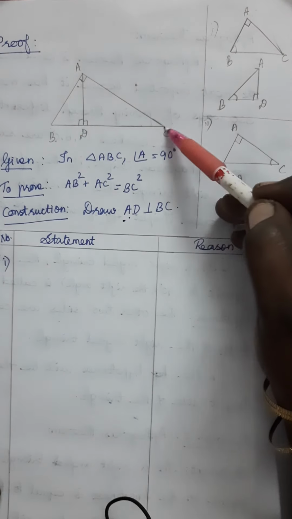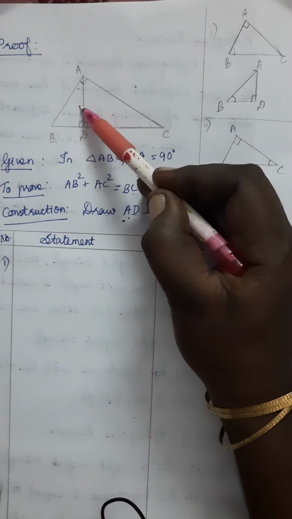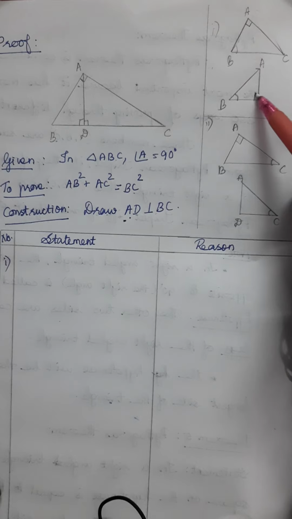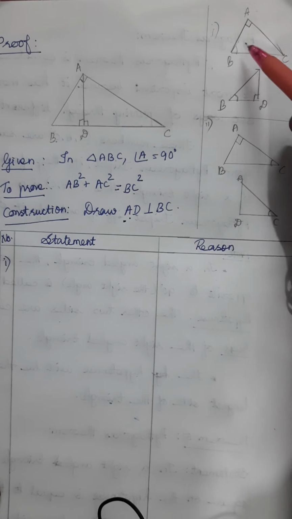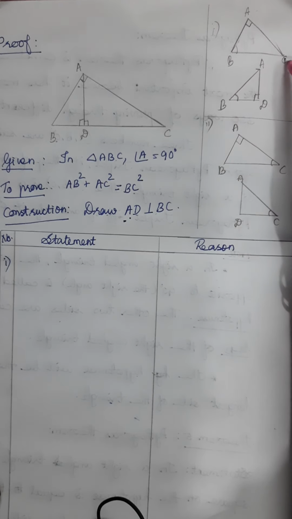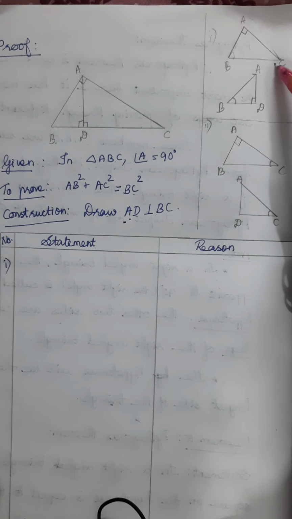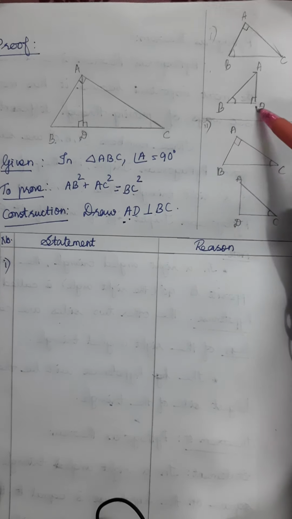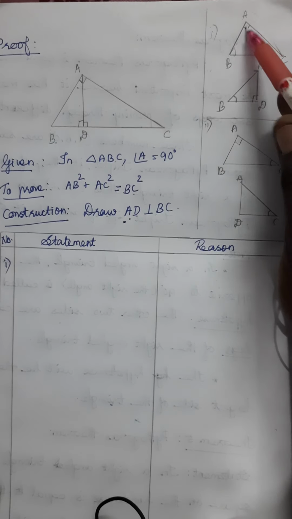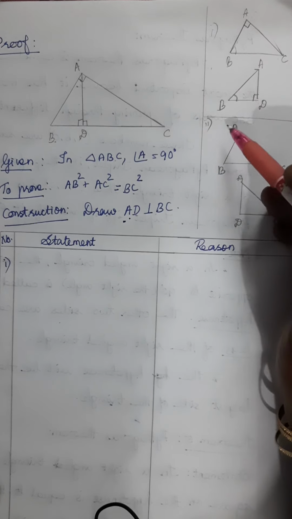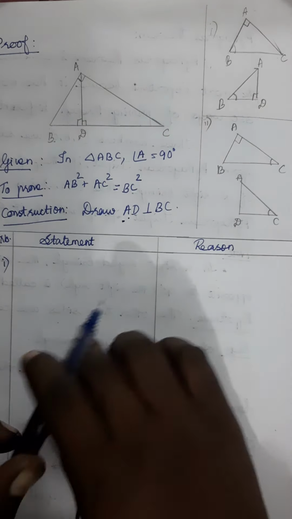Okay, here we are going to compare these two triangles. That means this big triangle and this small triangle ABD. Okay, you see here angle A is 90, angle D is 90. That means angle BAC is equal to angle BDA. Okay, these two angles are 90. Then angle B is common. In both triangles, angle B is common. So by double A property, we are going to write.